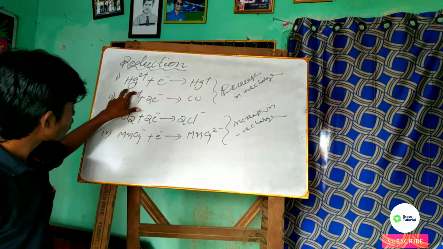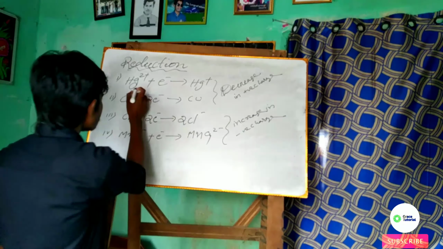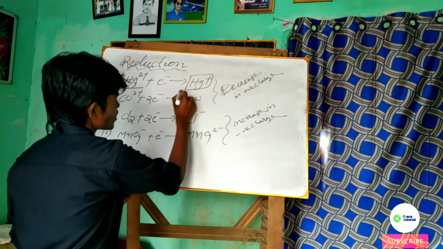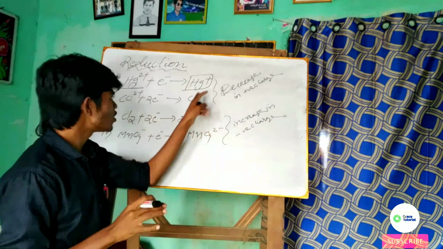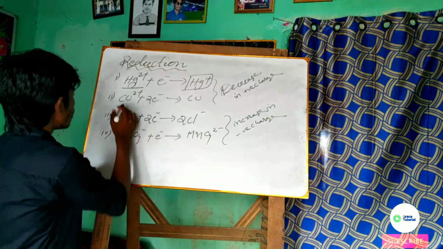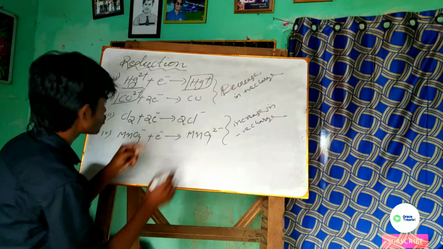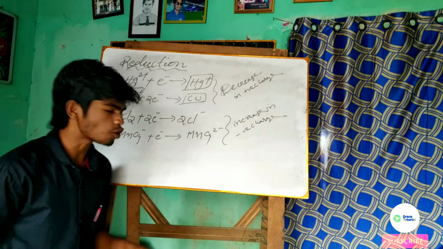If you look here, on the reactant side we have Hg2+, but on the product side we have Hg+. That means there is a decrease in the positive charge in the reaction. Similarly, we have Cu2+, and due to the gain of 2 electrons, it has become copper. That means there is a decrease in the positive charge.